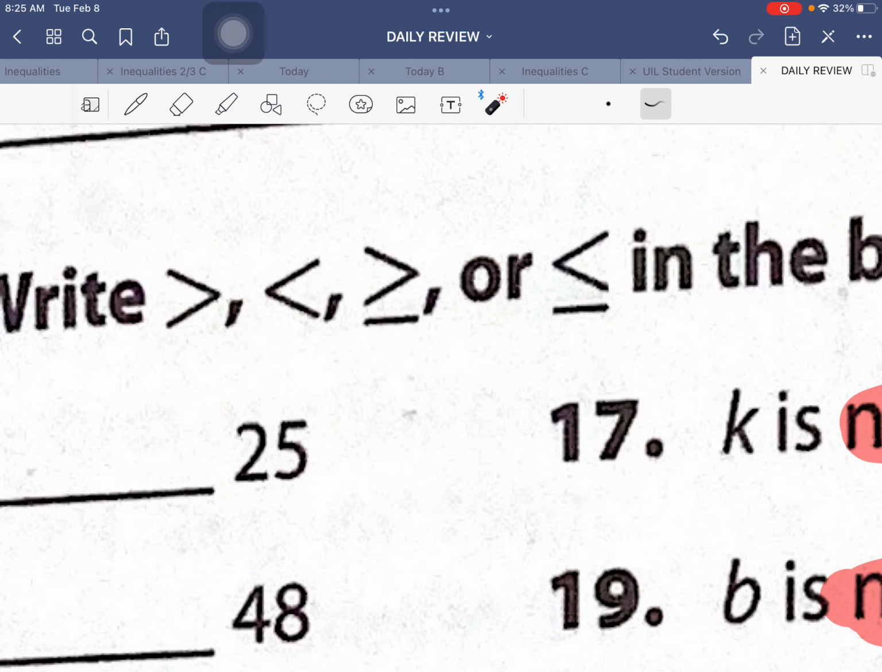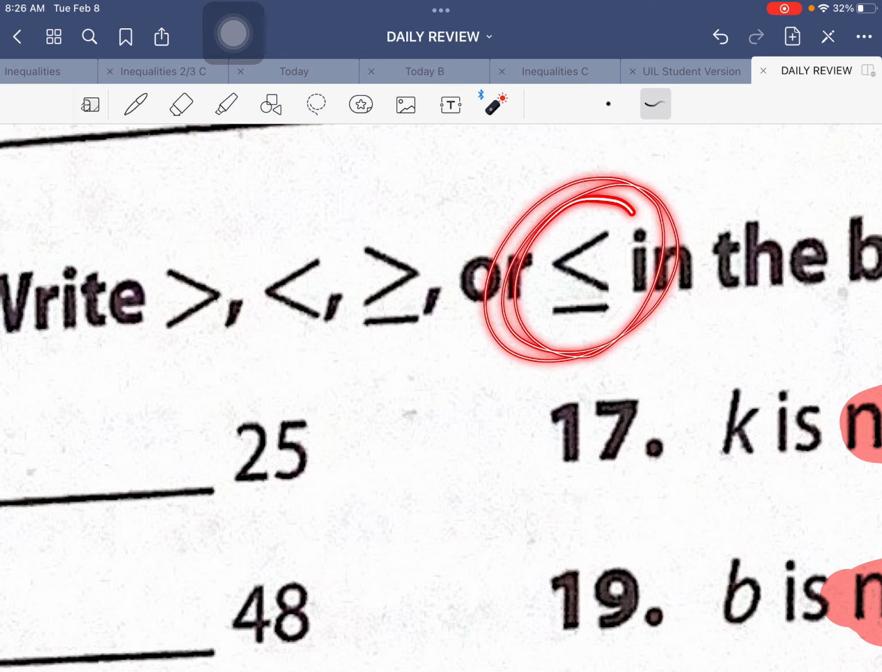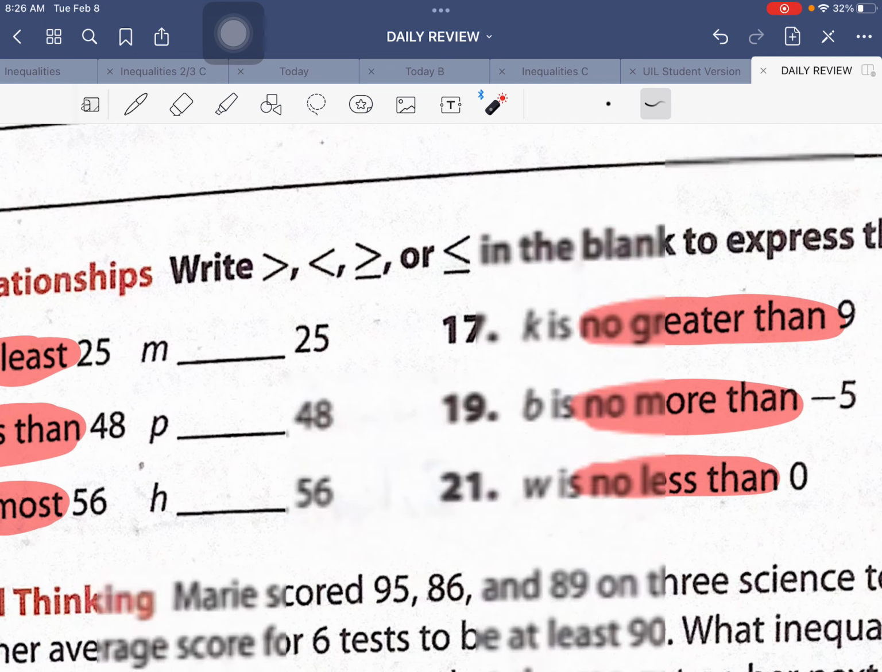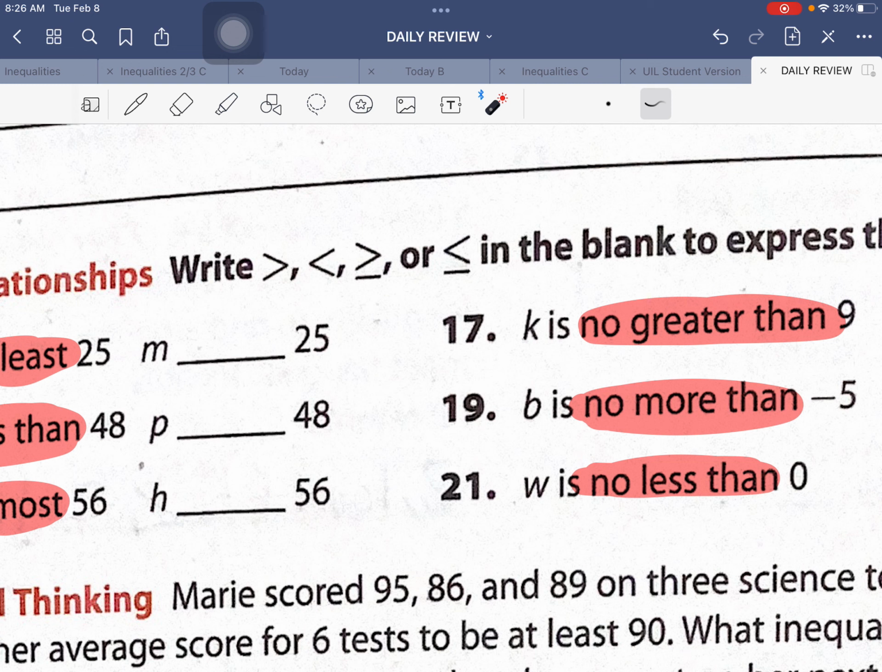Gracias, Julissa. And last but not least, what about this one? Less than or equal to. Good. Ahora, all you're gonna do is choose one of those. Lo único que van a hacer es coger uno de esos. Okay? I'll give you a little bit of time to try to do it on your own.